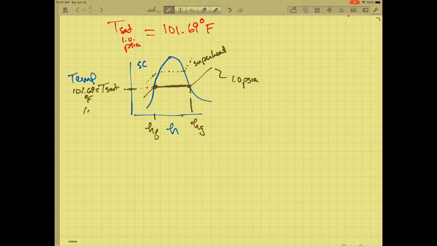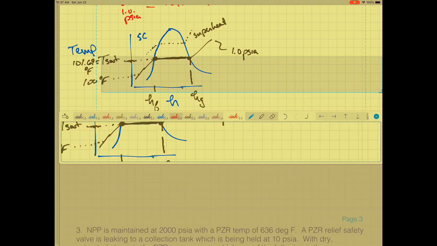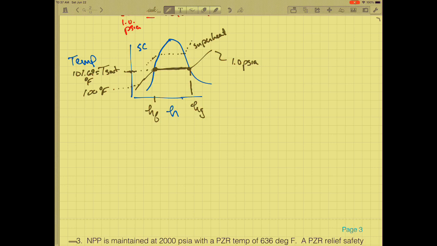But we're at 100 degrees. So we are somewhere down here. Okay. So we're here. In order to boil, we're first going to have to get to here. We're going to have to add some sensible heat to get us up to here. Alright, so condensate depression. That sensible heat that we're going to have to add, or that temperature difference, is going to be the condensate depression.